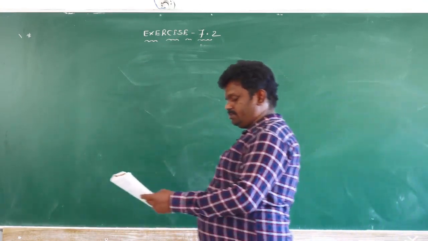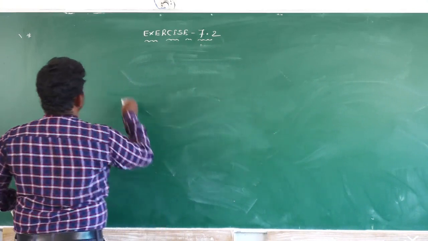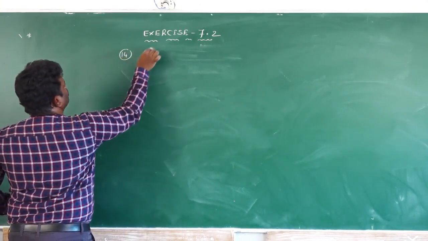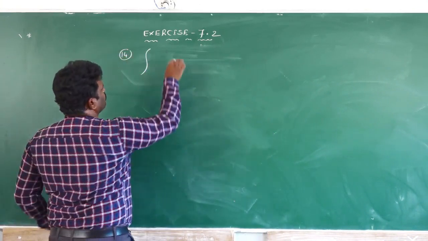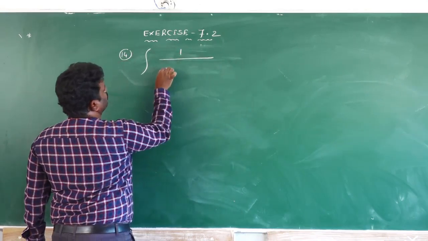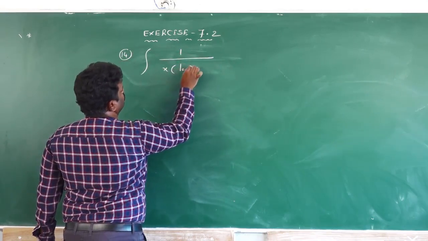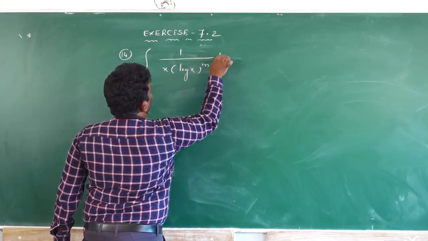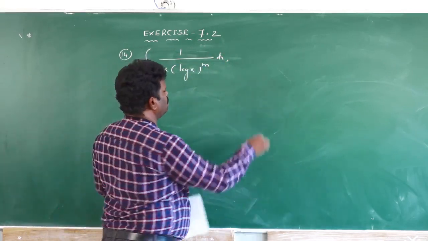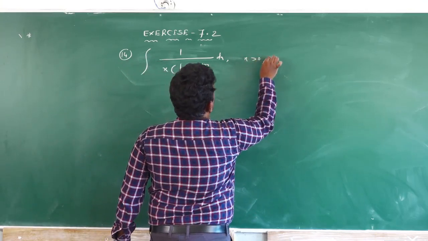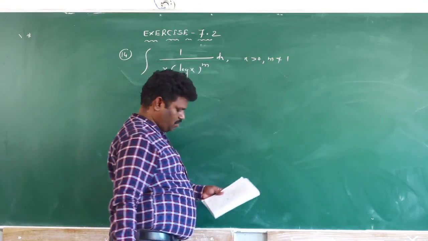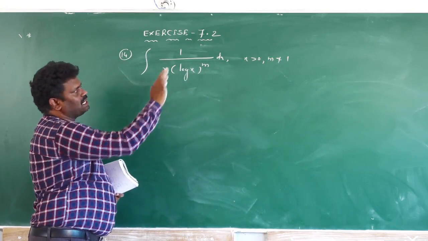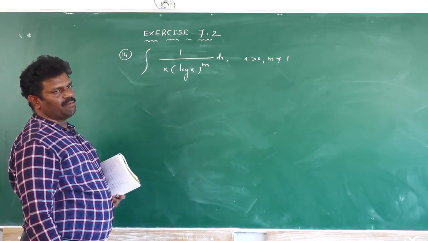Right, next one, the 14th bit, an easy one. Integral of 1 by x into log x whole power m into dx, where x is greater than 0 and m is not equal to 1. Those are the conditions on x and m: m is not equal to 1.